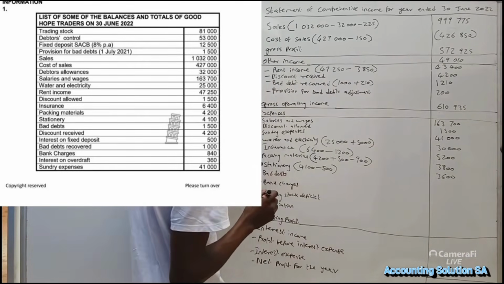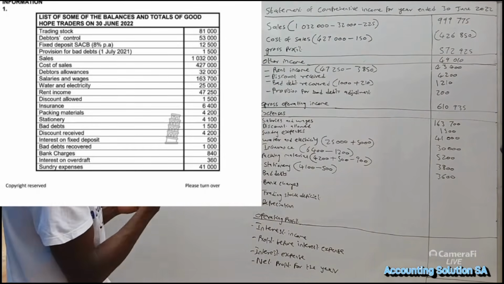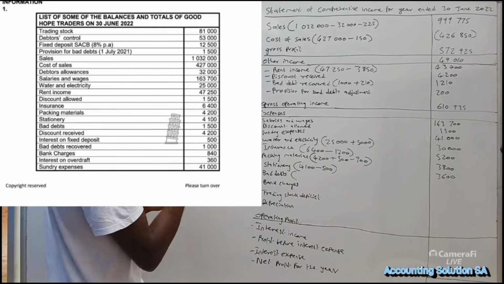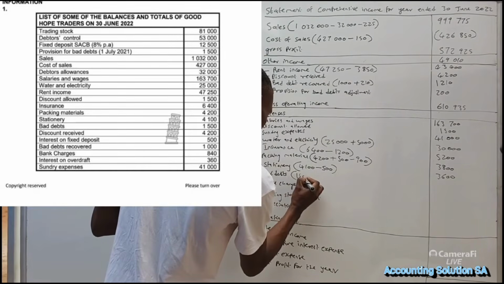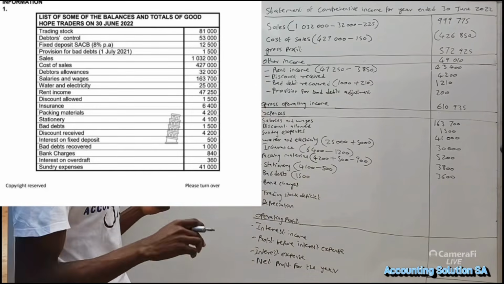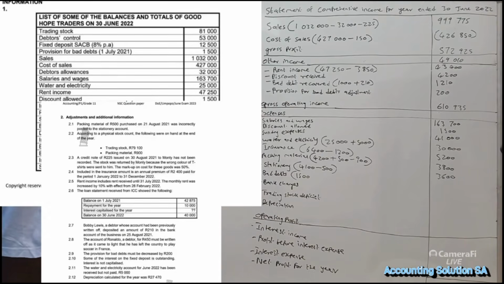3,600. Okay, now let's proceed to bad debts. Bad debts, the first step, obviously we are going to take the one from the trial balance. This one, I think you're familiar with it. You just take the one from the trial balance, copy it, then we check additional information.